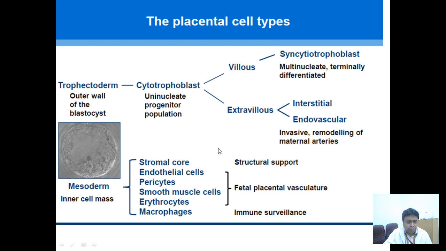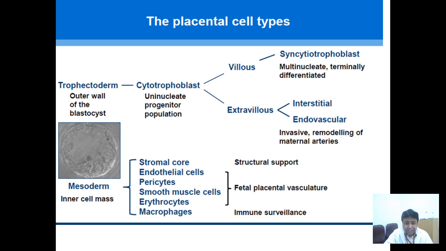Now, in these trophoblast cells, there are two types of cells. One is the trophoblast stem cells, which are highly proliferating, highly multiplying, highly stem cell in nature, and this is known as the cytotrophoblast, which are unicellular cells, or cells with only one nucleus. Why is it relevant? Because this cytotrophoblast has the capacity to fuse.